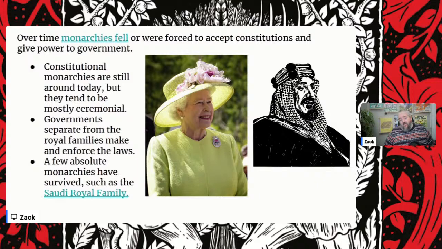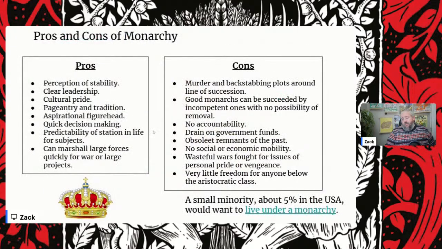So besides the constitutional monarchies that still exist, there are a few absolute monarchies that have survived, such as the Saudi royal family. This is a legitimate head of state royal family, legitimate in the sense that it is recognized as a sovereign nation, and they are recognized as the head of that state. And they have very strict control over all of government. All right, we're coming to the end of our monarchy section.